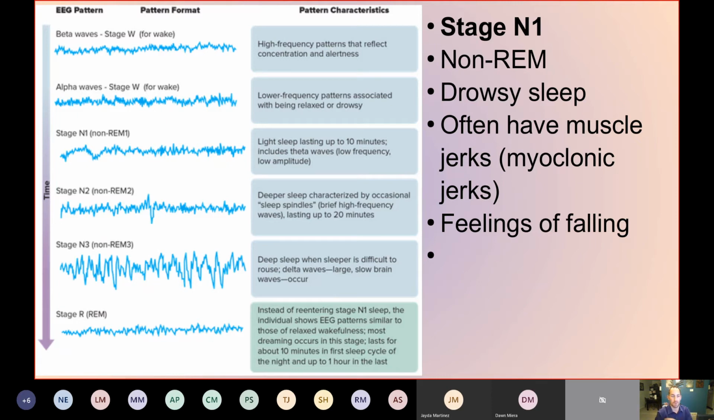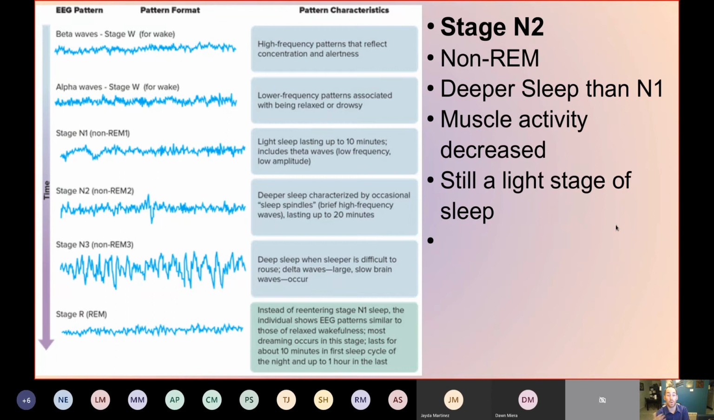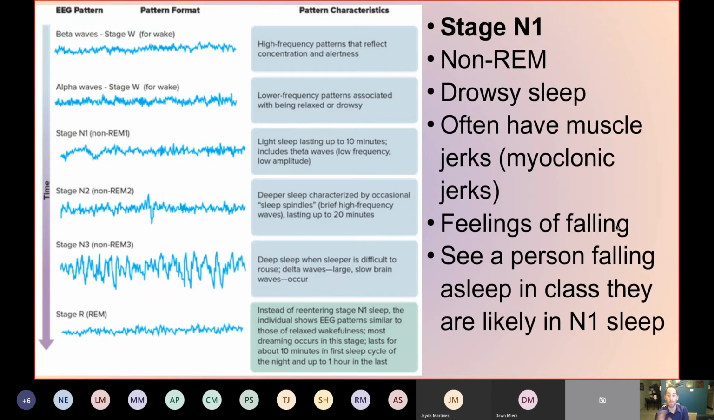So stage N1 sleep, yep, that's that first stage of sleep. If you were woken up from stage N1 sleep, you probably wouldn't even say you were asleep. You might say, oh, I'm just tired. But if you look at the brain waves of someone, you would be able to see that they are actually asleep.